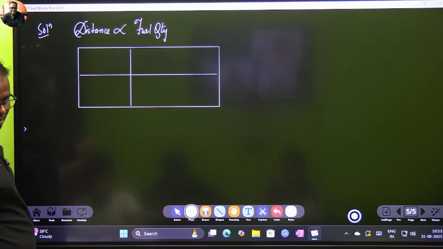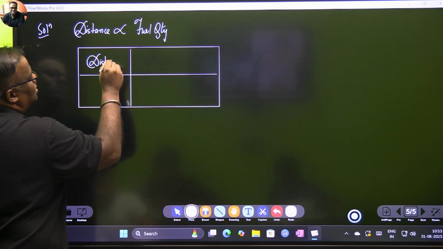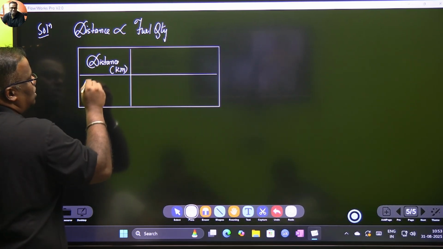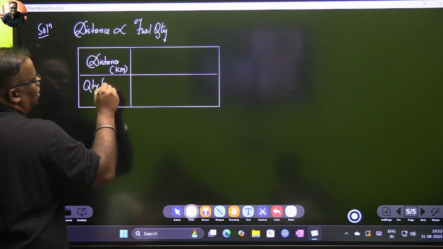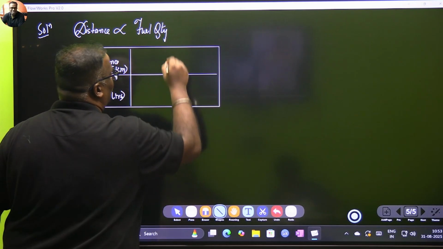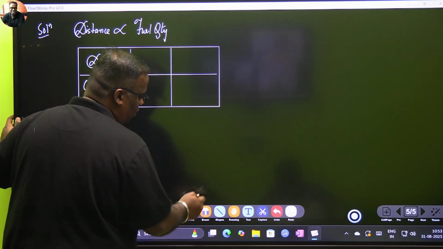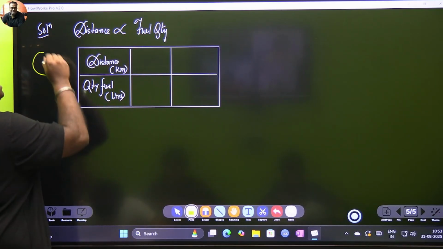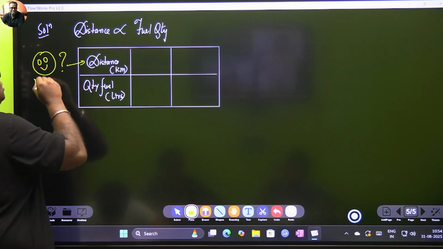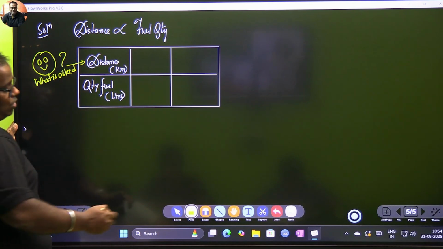So whatever they have asked to find out, please write that on top. You will understand why. Distance. And please write the unit also. Distance in kilometers. And obviously here we will have fuel quantity, and this is in liters. Why did I make you write this? Remember what is to be found out. Always remember this. Then your one step of simplification gets reduced. Here you should always put what is asked. And I'll show you why it will make your life easy.